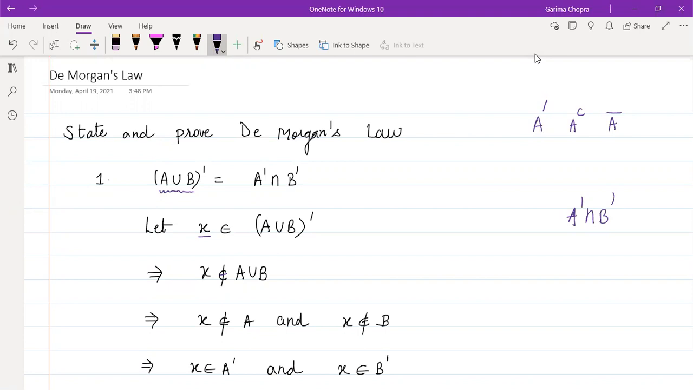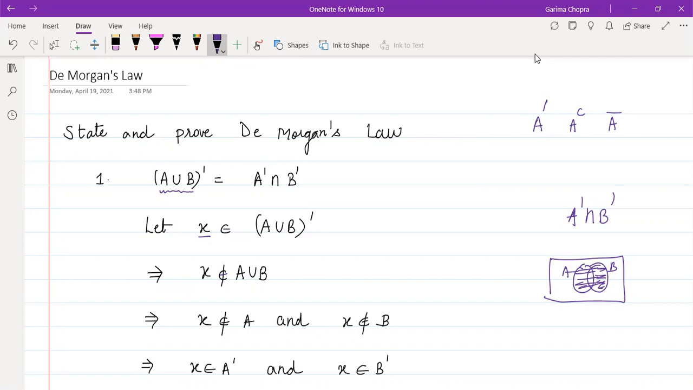So from this we get that X does not belong to A union B. Now, if there is an element which doesn't belong to the union of two sets A and B, X is not belonging in this union. It means X does not belong to A as well as B. It will not be belonging to both of these sets A and B. So we have written the same thing here: X does not belong to A and X does not belong to B.